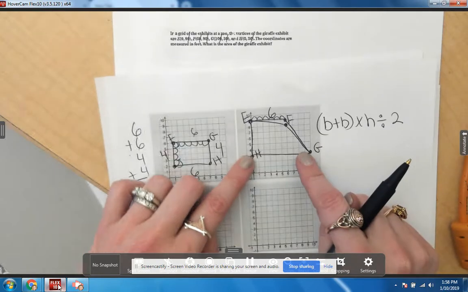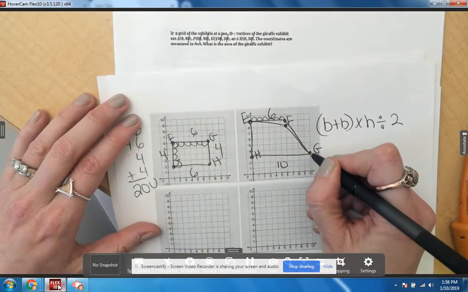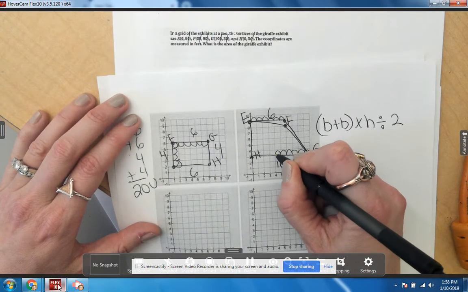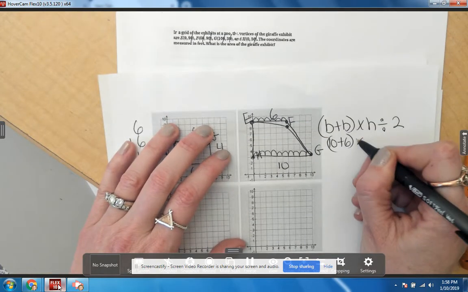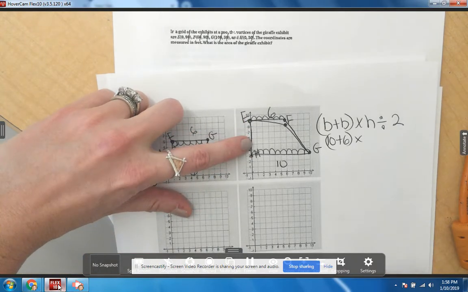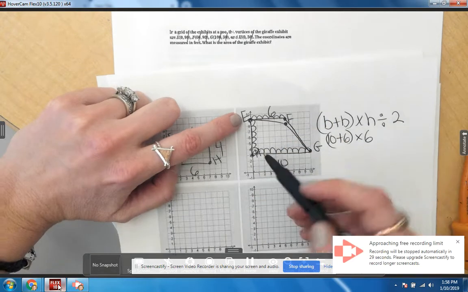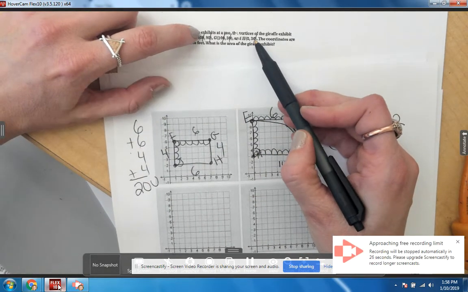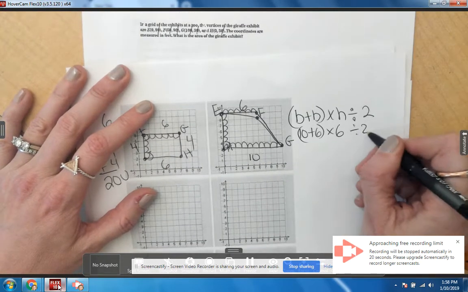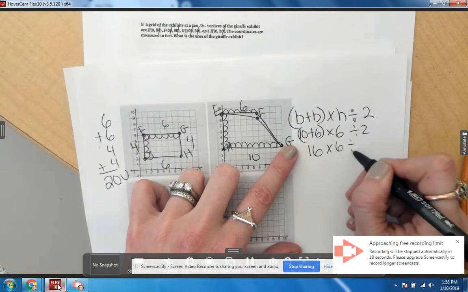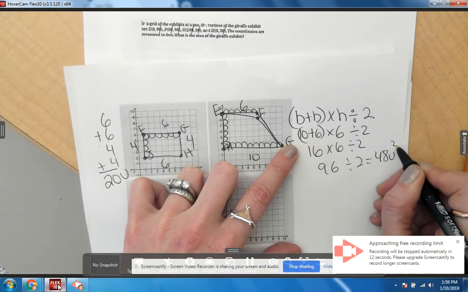You get the same answer. For this horizontal distance, I can look at H and G. I could subtract the x's. That's 10 minus 0, which is 10. Or you can always just count 1, 2, 3, 4, 5, 6, 7, 8, 9, 10. So there's my 10 plus 6 for my bases times the height. The height has to make a 90-degree angle, so it's going to be this one, not the slanted one. So 1, 2, 3, 4, 5, 6. Or I could have looked at E and H and subtracted their y coordinates, which would be 9 minus 3, which is also 6. Now I'm going to do this formula out. So this is 16 times 6 divided by 2. That is 96 divided by 2, which is 48 units squared.